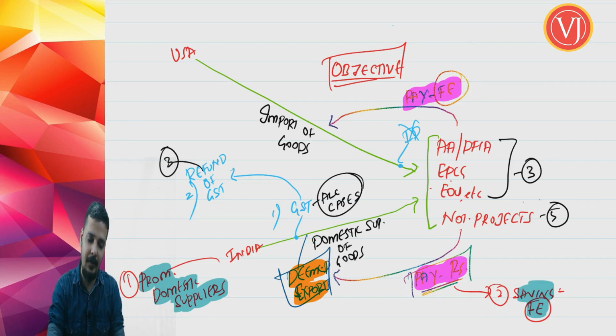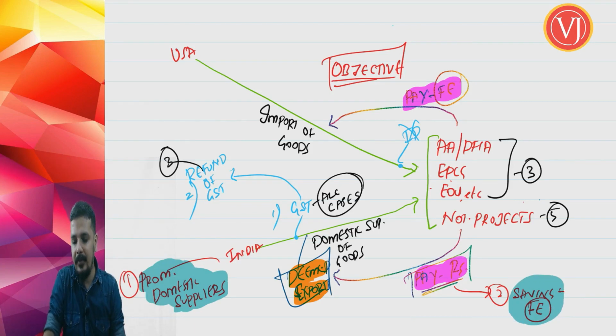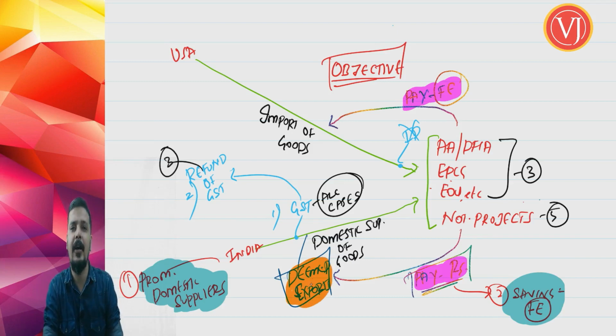This dual objective, friends, which is highlighted in blue shade, you have to remember. First is promoting the domestic suppliers. Second is saving the foreign currency. And for that purpose, friends, you have this concept called deemed exports. Are the goods leaving outside India? No, the goods are within India, but still you call it deemed exports and you give some benefits. What are the benefits? We'll discuss later. We have understood the objective.